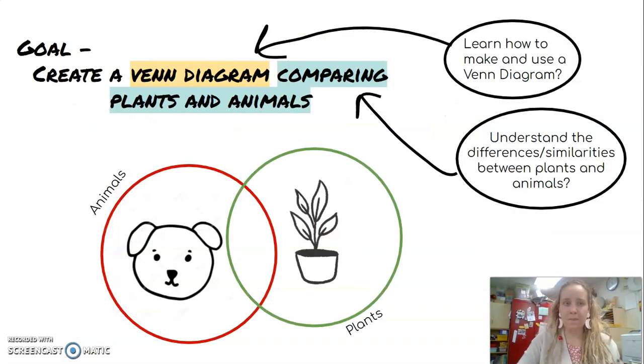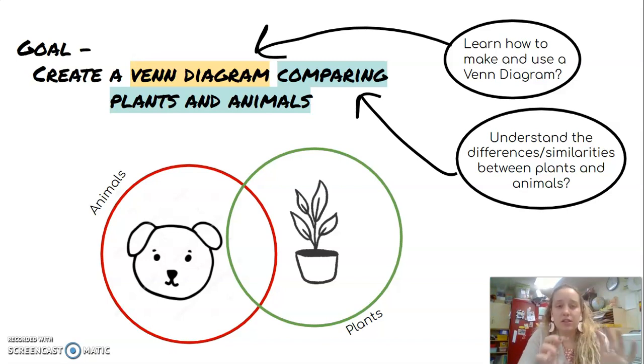What does that look like? So here's an example. This goal says the teacher wants the students to create a Venn diagram comparing plants and animals. So on the surface, just looking at it, it looks like a pretty simple goal, not super complicated. It fits the learning target that they want, where you want students to be.